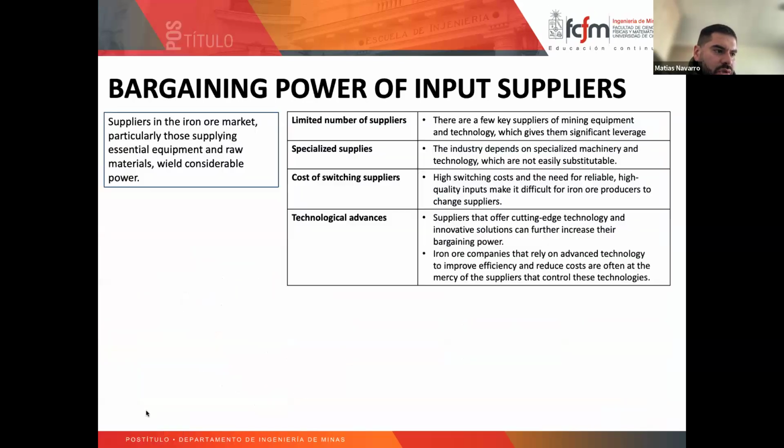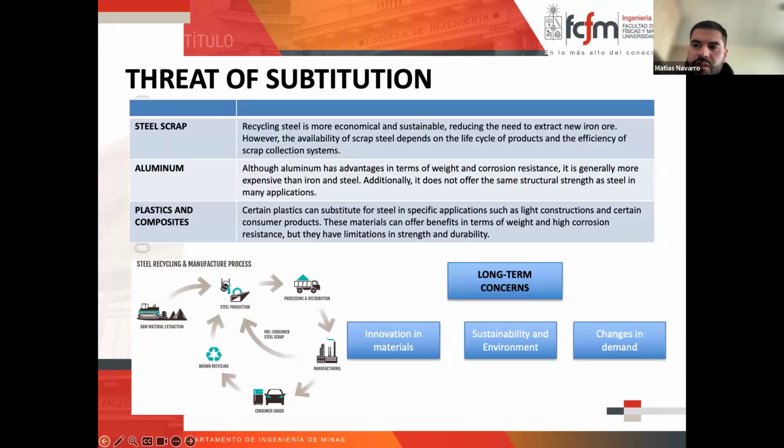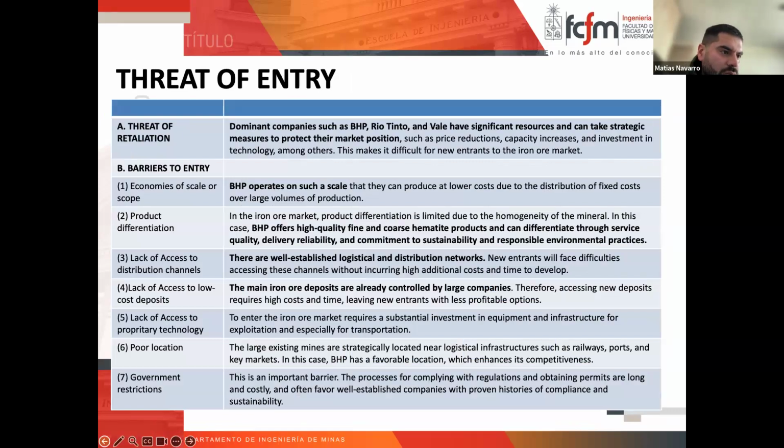The process for complying with regulation and obtaining permits is long and costly and often favors well-established companies with a proven history of compliance and sustainability. The next, please.